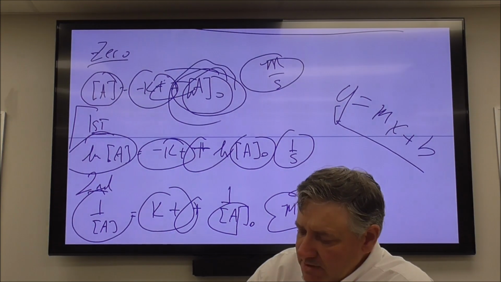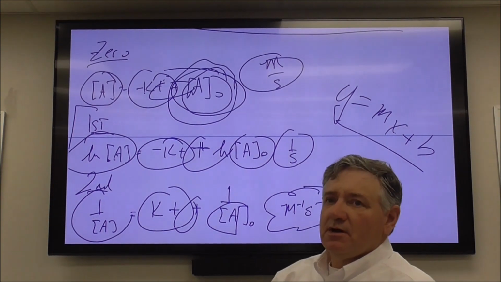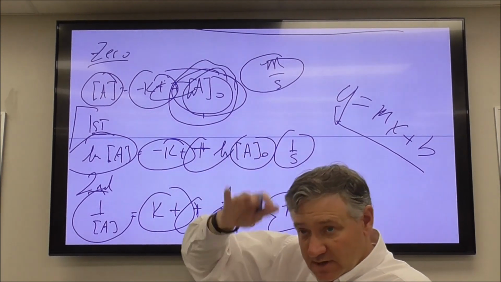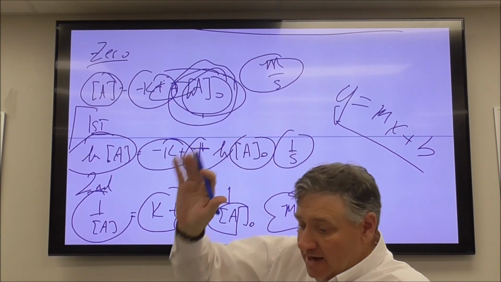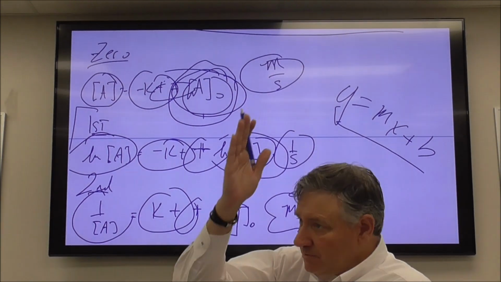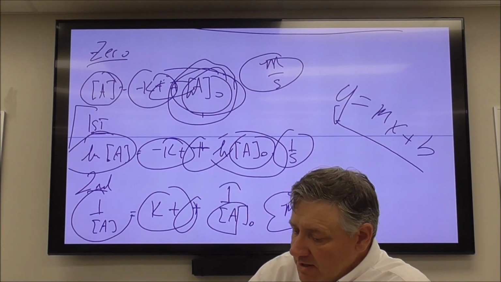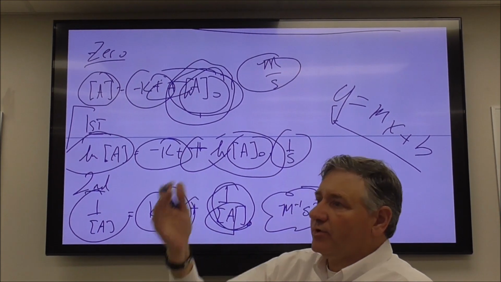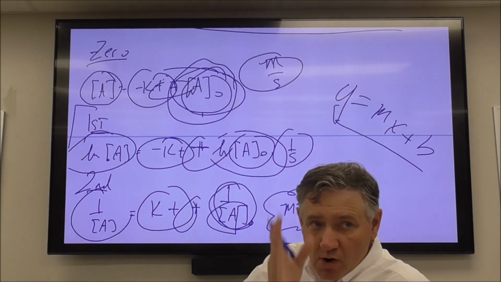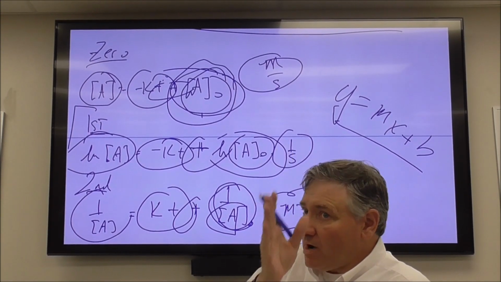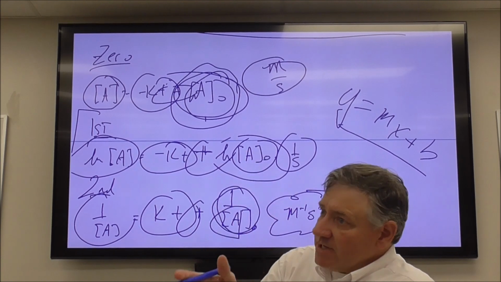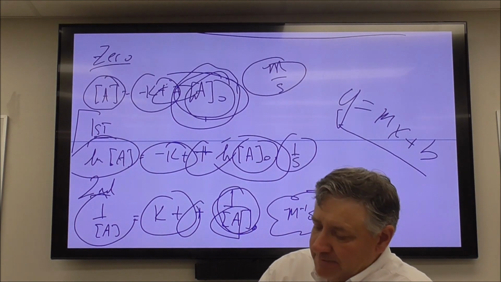Then this is going to be your y-intercept. So on this one, if it's zero order, your initial concentration is going to be that. If it's first order, the natural log of A naught will be your y-intercept. If it's second order, 1 over A naught is going to be your y-intercept. So they all have the exact same format of y equals mx plus b. Now, this is where it gets tricky in terms of the units of k.